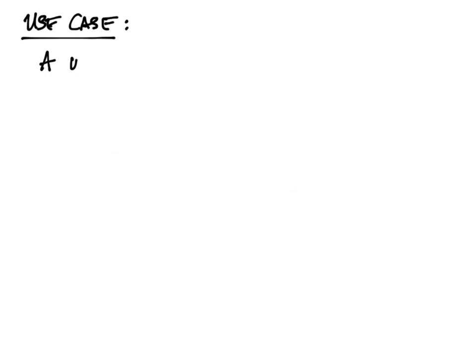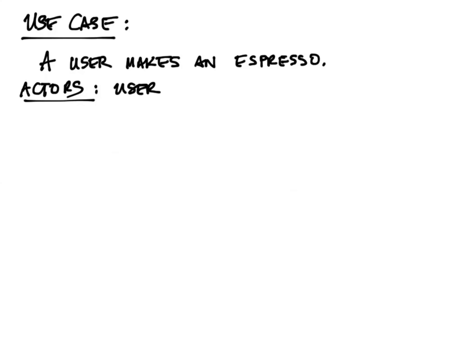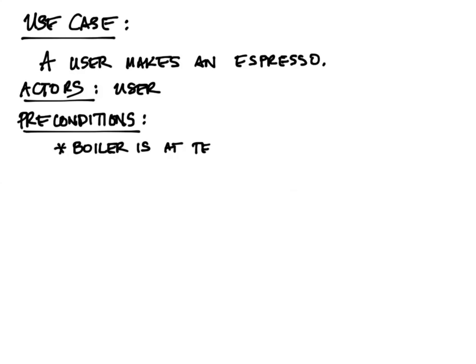So I want to begin with one of my favorite use cases. A user makes an espresso. This is with a super automatic espresso machine. We only have one actor, who is the user, and we have one precondition, which is that the boiler is at the correct temperature. So if the boiler is at the correct temperature here, we think we're ready to make an espresso.